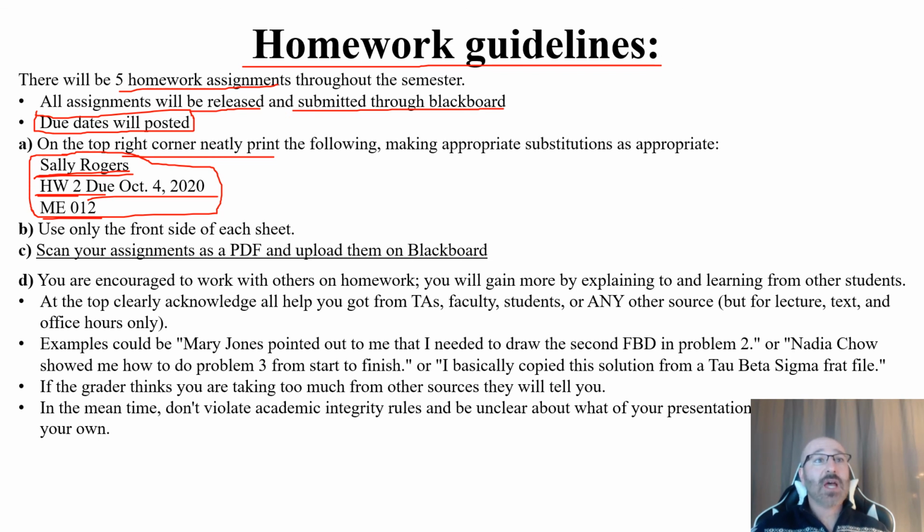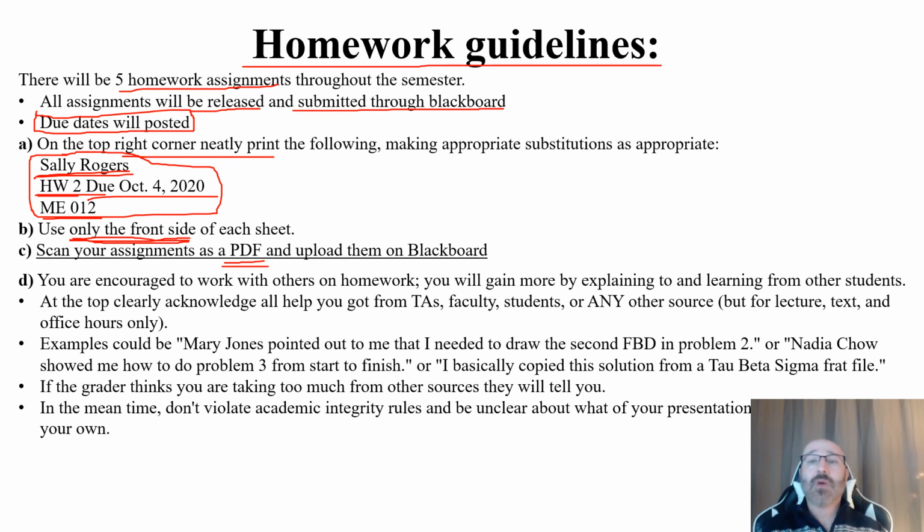Next, use the front side of each piece of paper only. So again, this was important before just because it's hard to read and be able to tell if there's work on the back side of the paper. So now when we're scanning things in, digitally it does tend to bleed through if you're writing on both sides of the paper when you scan it in. So please only use the front side of the paper for each side of the homework. Scan your assignments as a PDF and upload to Blackboard. You can utilize your phone as well. I have found that Blackboard is a little bit finicky and prefers PDFs to JPEGs and TIFFs. So if you have the capability on whatever system you're using to scan it, please scan it in as a PDF before you upload it.